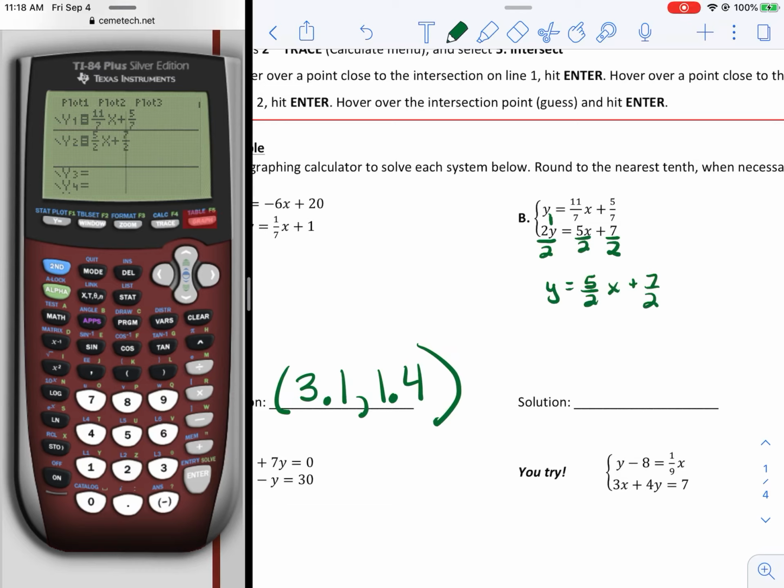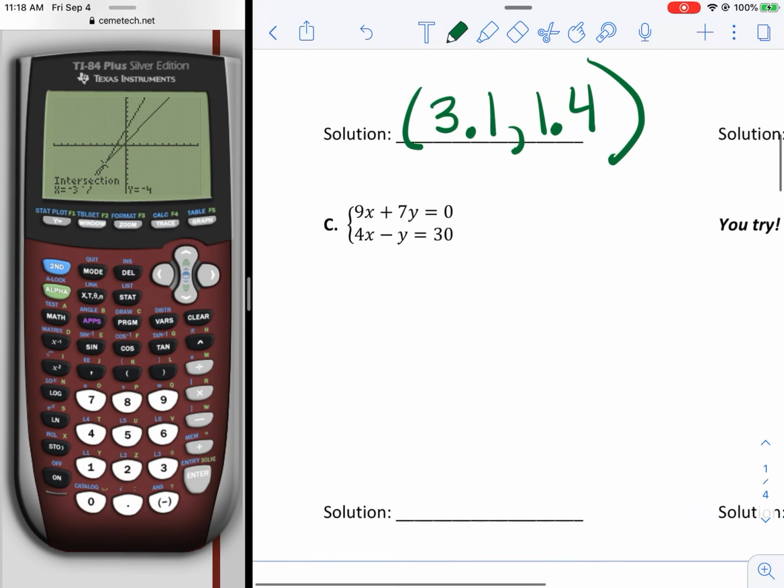Okay, and I'm going to hit graph. So there's my first line. There's my second line. So again, I'm going to go to second, trace, to the calculate menu. I'm going to select number 5, and then I'm going to move my cursor towards the intersection point. It's on the bottom left. I'm going to hit enter 1, 2, 3 times. And notice this time, even though my equations were a little messy, I get a nice intersection point at -3, -4.